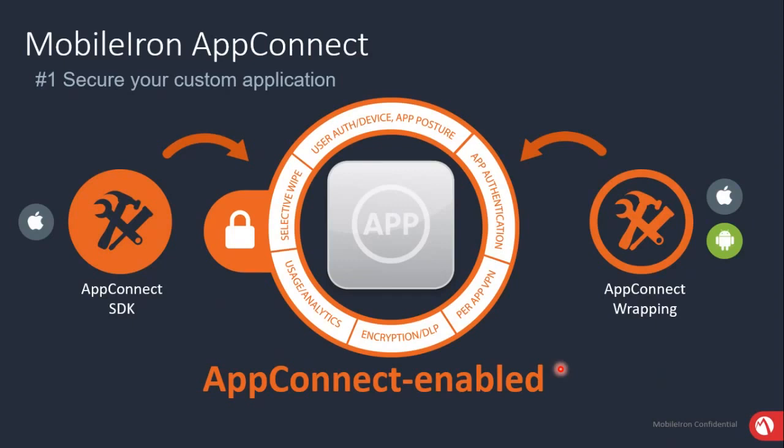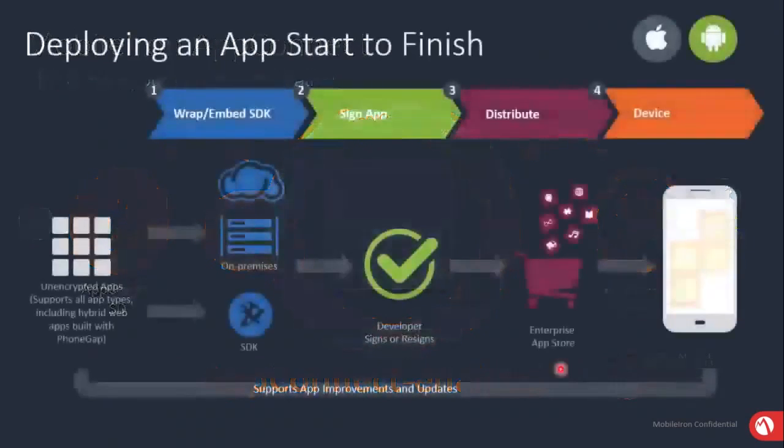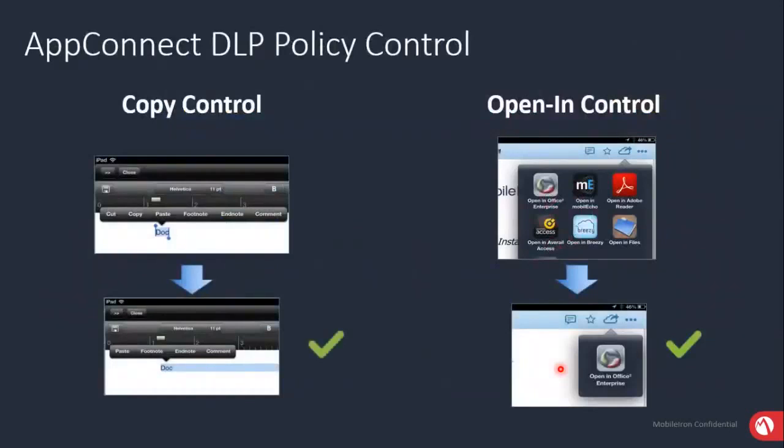Enabling an in-house application for App Connect gives DLP features. I can show you in the next slide. So this is the life cycle of the app to be wrapped and to be distributed. And these are the features the in-house application will get once it is App Connect enabled.